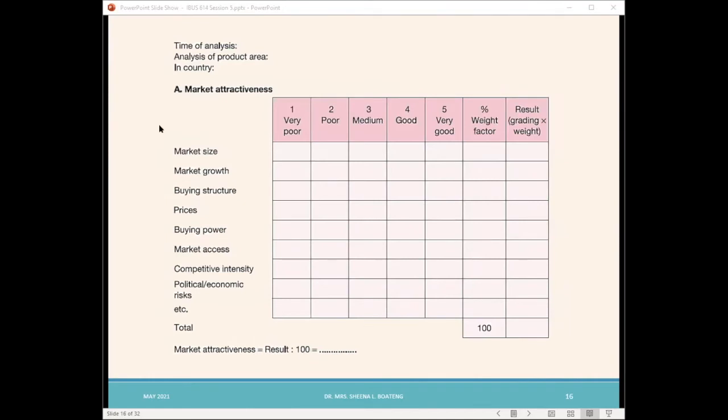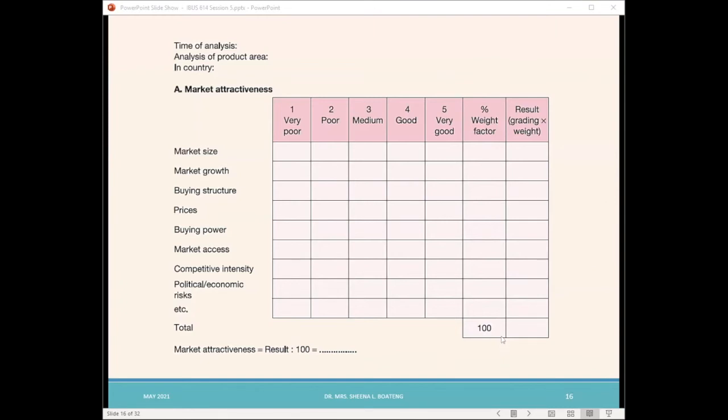So in terms of market attractiveness, the firm can consider issues like the size of the market. And all these are graded on a scale of 1 to 5, ranging from 1 being very poor to 5 being very good. And then they'll give a percentage weight factor to the resulting score, and then they will give it a weight, over 100. And that will determine whether or not this market is attractive. So the firm can decide how many factors they want to put in this matrix, or want to measure using the matrix.